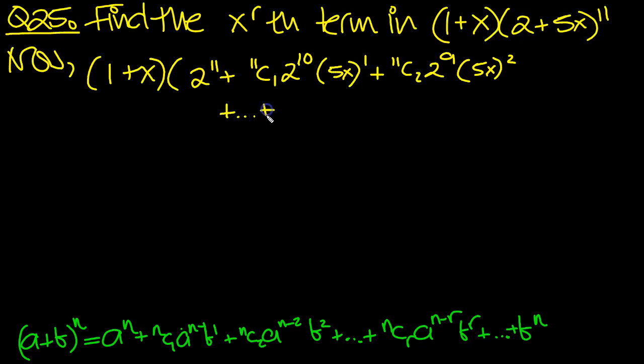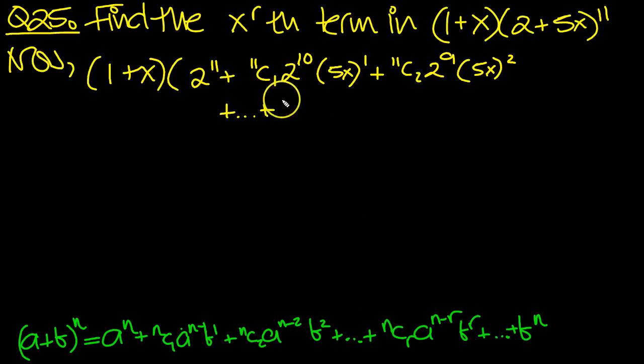And then basically we're going to need the x to the rth term in the expansion of this bracket, and that will arise from 1 times the x to the rth term in the second bracket, and x times the one before, so that would be the r minus 1th term. So here's the general form. So we need the r minus 1th term and the rth term.